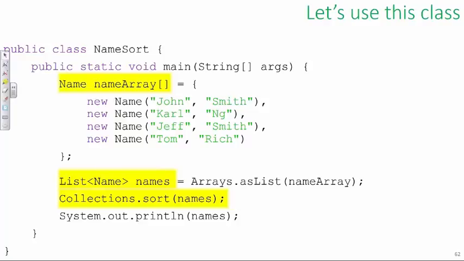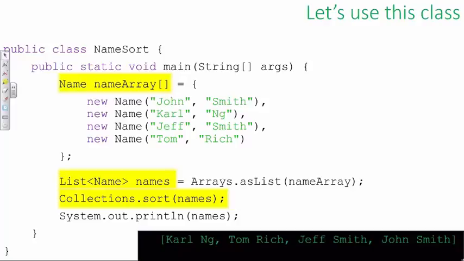So I call Arrays.asList to convert it into an array list. Then I call Collections.sort on that array list, and then I display the names on the screen. And this is what I get. It works exactly as you would expect. So we have a way to interact with the sort algorithm of the Java collection framework with our own custom classes and objects just by implementing the Comparable interface.